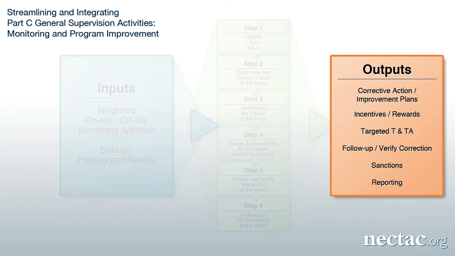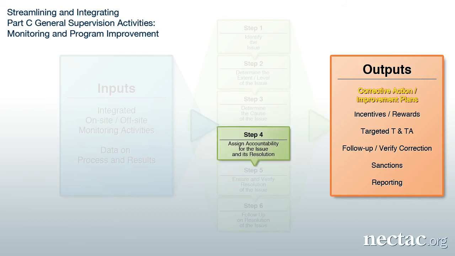States are expected to enforce compliance with IDEA requirements. When the state identifies findings of non-compliance or areas needing improved performance, they typically use corrective action plans, or CAPs, and/or improvement plans to ensure meeting of targets and correction of non-compliance as soon as possible, but no later than 1 year after identification. In some states, local programs develop CAPs or improvement plans that are approved by the state. In other states, the state provides the CAP or improvement activities that must be implemented. Corrective action or improvement plans are an output of Step 4.